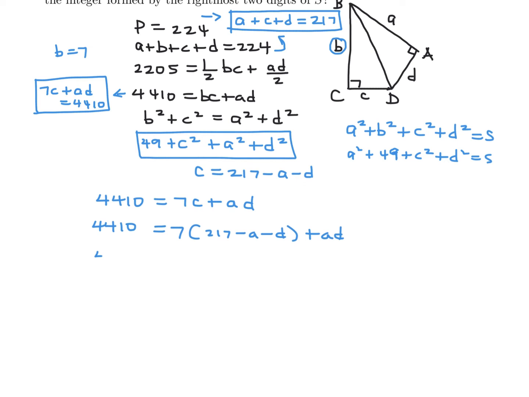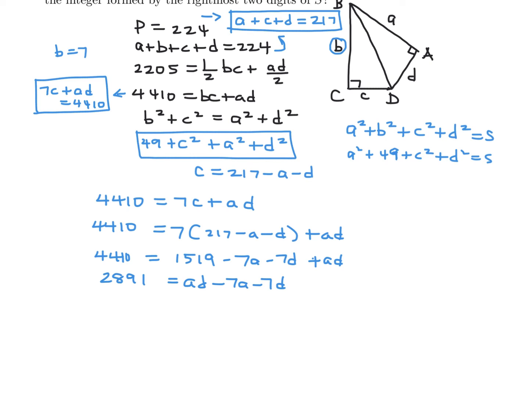Let's expand this all out. 4410 is going to be 1519 minus 7a minus 7d plus AD. And then let's see here. I guess we put the 1519 on one side, and when you do, you get 2891 is equal to AD minus 7a minus 7d.